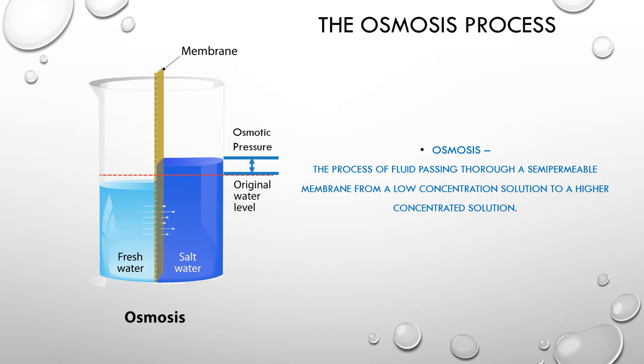In fact, the high concentrated side would rise in height in the glass with water that has passed through the membrane from the purified or low salt concentrated side. This level increase or rise is known as osmosis or osmotic pressure.